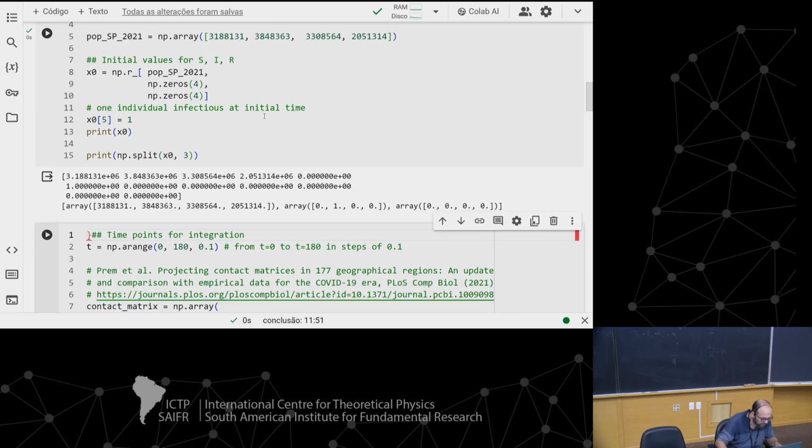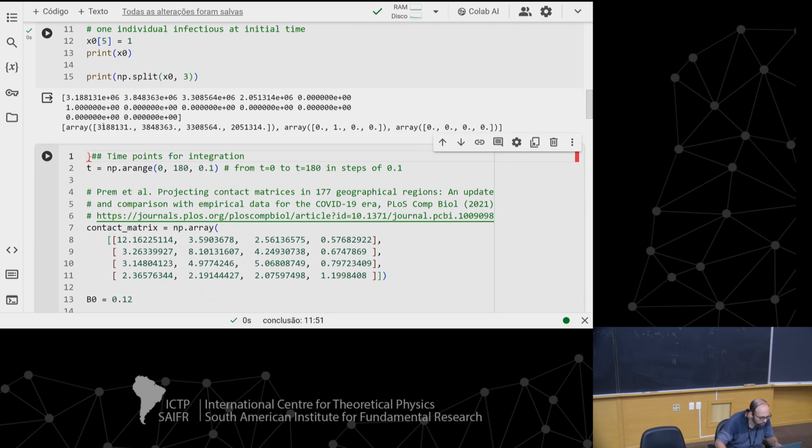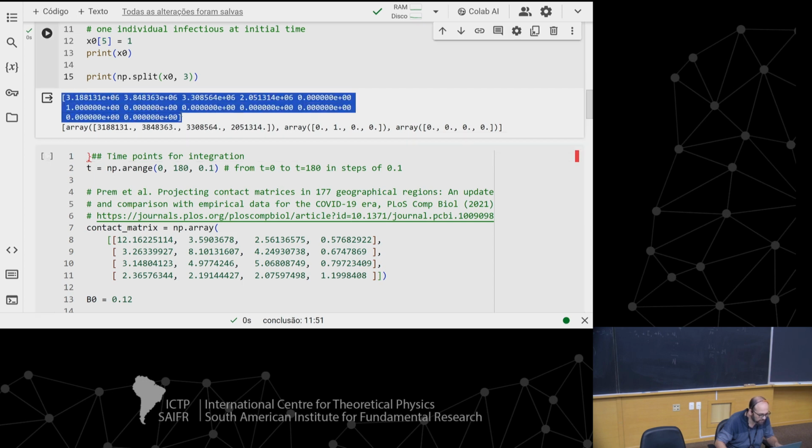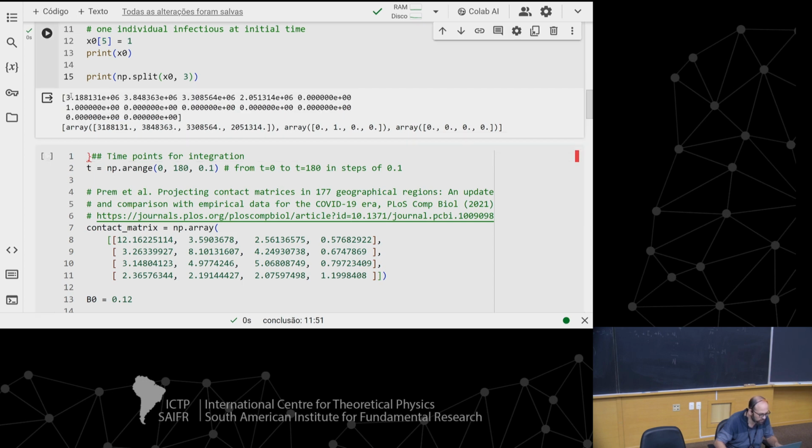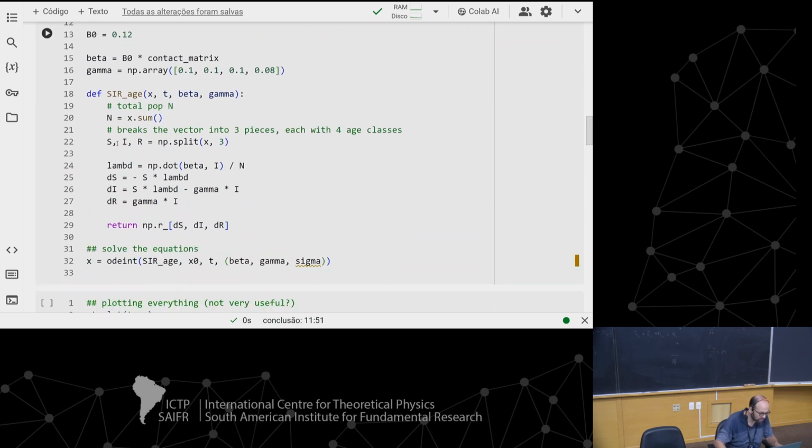You see, now I have an array here with 3 parts. I divided this one with 12 elements into 3 parts. The first 4 elements are S0, S1, S2, S3. The second part is the values of I, and the last one is the values of S. Okay?